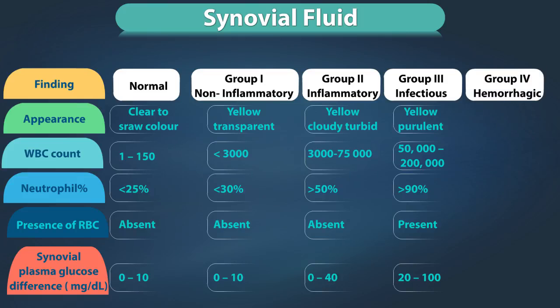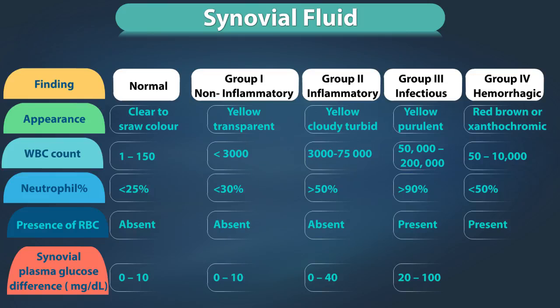The group 5 or the hemorrhagic group has red, brown, or xanthochromic color of the synovial fluid, 50 to 10,000 white blood cells, less than 50% neutrophils, presence of plenty of RBCs, and synovial plasma glucose difference of 0 to 20 milligram per deciliter.